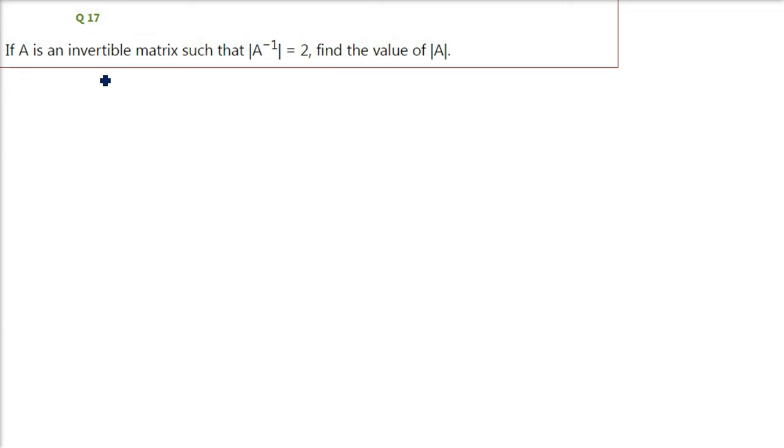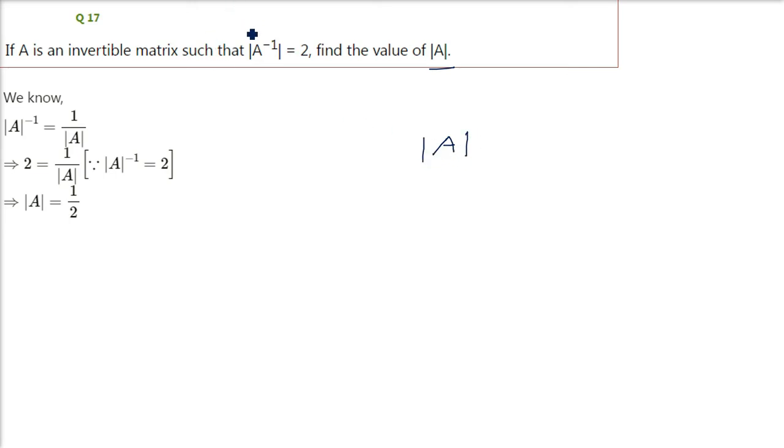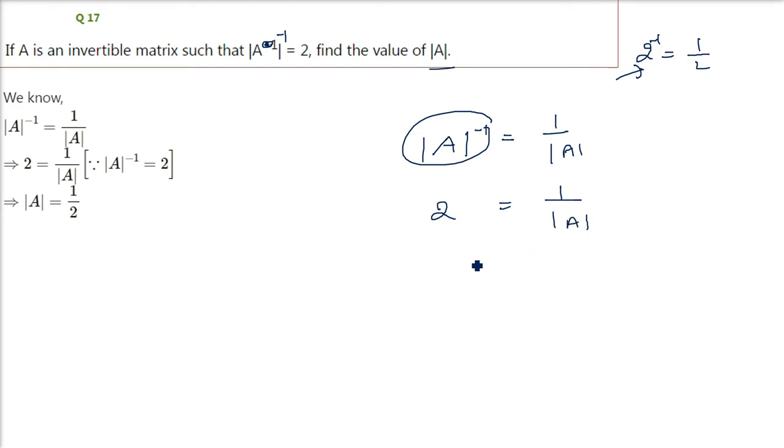If A is an invertible matrix such that the determinant of A inverse is equal to 2, find the value of the determinant of A. So the question we have already done: if you take the determinant of A inverse, it is going to be 1 by determinant of A. This is as simple as, when the determinant of A exists, 2 inverse you can write as 1 by 2. Because the determinant of A is all about value. So the determinant of A inverse is 2, so you can write 1 by determinant A equals 2. The determinant of A will be, taking 2 to the right hand side, 1 by 2. This is your final answer.